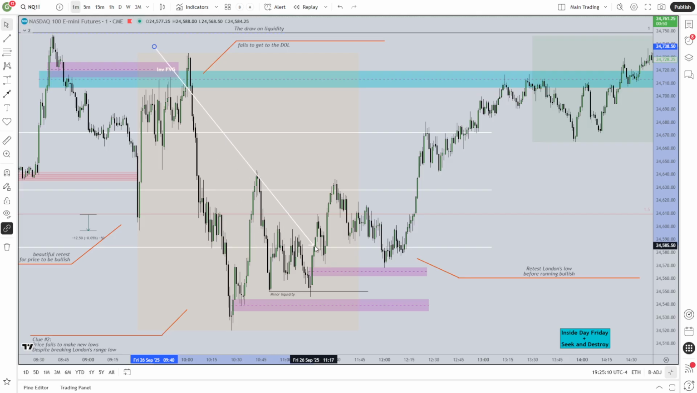So as we're fighting to make new lows below London's low, we then see the final shift when price takes again internal liquidity and drops into this fair value gap. Bullish sentiment, bullish arrays. So here we see the low on this candle at 24568.5, and then the low on this candle at 24568.25. So it goes a quarter tick below and then starts to move up.